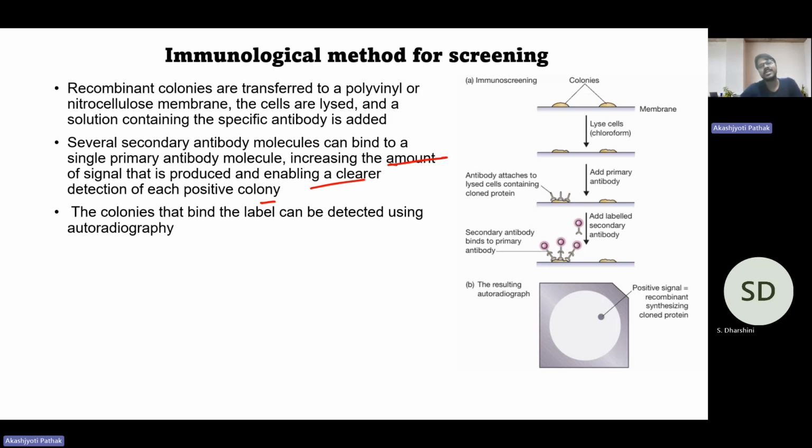In immunological screening, you will lyse the cells, you will have the particular protein present in your cell, then you will use an antibody against your protein of interest. Only those colonies which are expressing your protein of interest will bind to your antibody, and then you can use a secondary antibody which is specific to your primary antibody. Because it is conjugated to a fluorophore, it will enhance the signal and allow for easy detection.